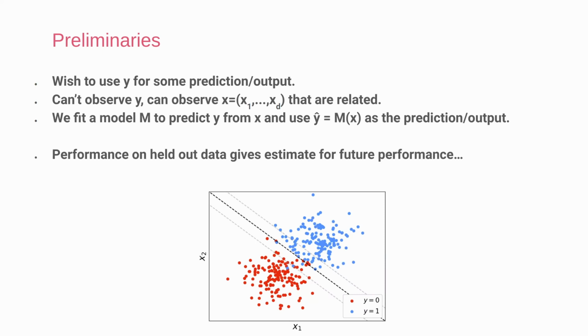The idea here is that we can get an idea of our model's performance, or how well we expect it to perform on future data points, by looking at how well it performs on held out training instances. As an example, here we've got a binary classification problem where we're trying to predict a category 0 or 1 given the features x1 and x2. And we fit a model here with the decision boundary shown as the black dotted line. You can see it correctly classifies most of the points.